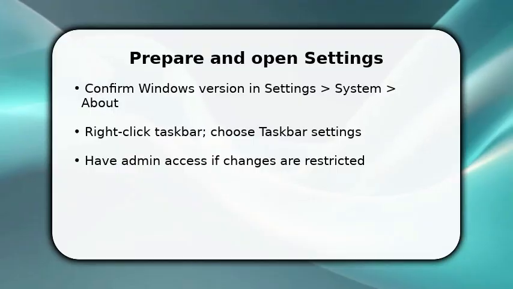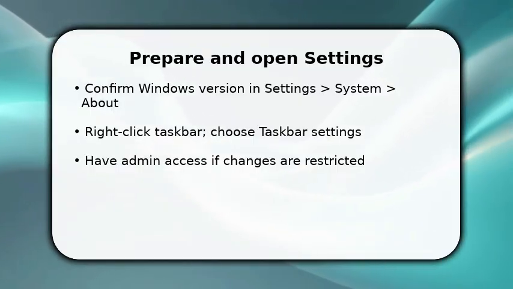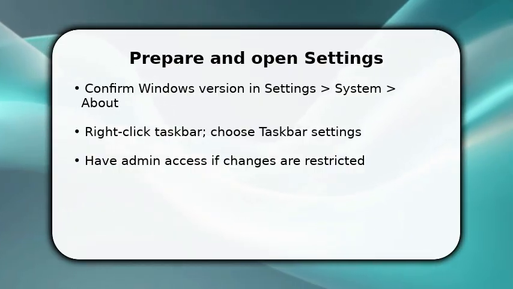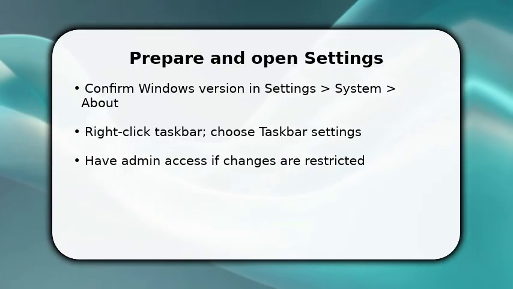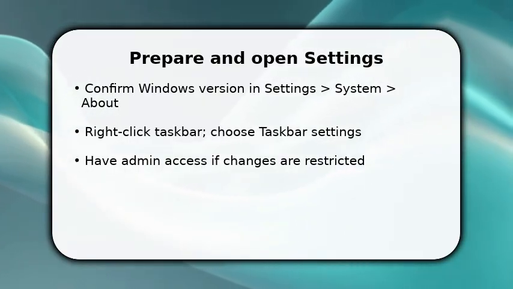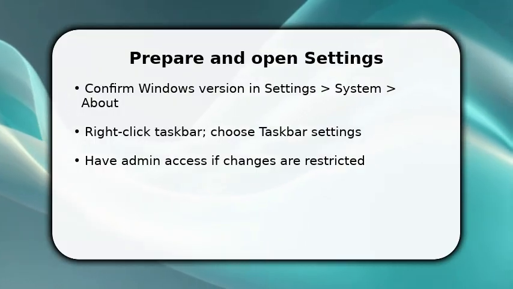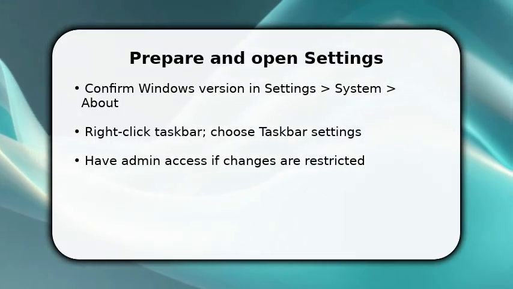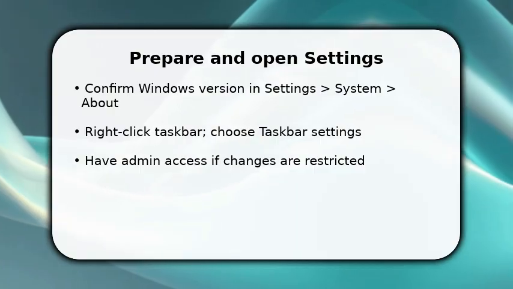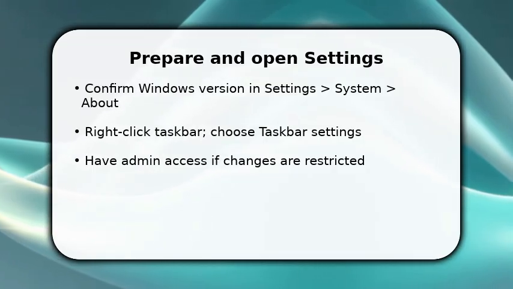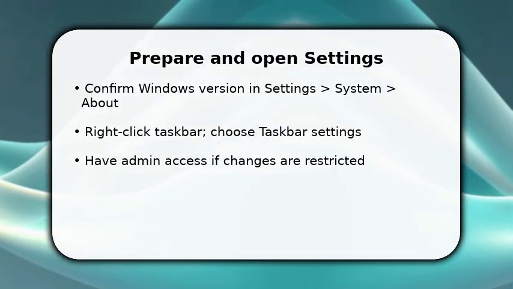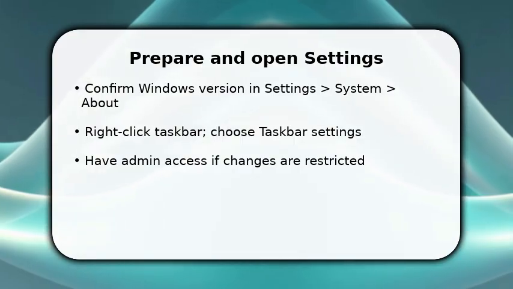Enjoy the video. You'll start by confirming prerequisites and opening the interface to change size. First, check your Windows version in Settings, System, About, so you know supported options. Then right-click an empty area of the taskbar and select Taskbar Settings to jump straight to controls. If you're on a work PC, make sure you have admin rights or permission. Once enabled, the Settings panel will load and you can move to the next adjustments without delays.